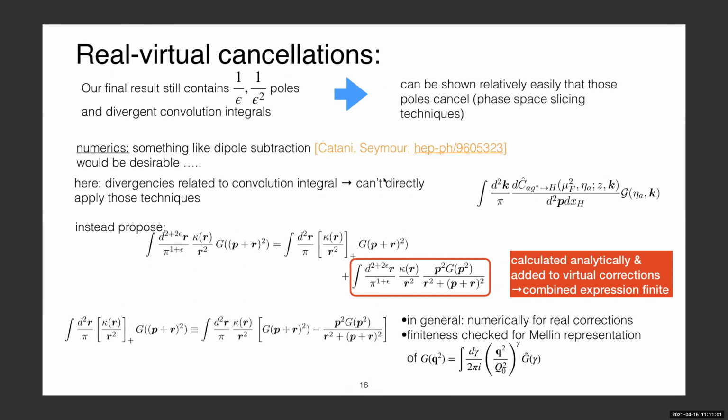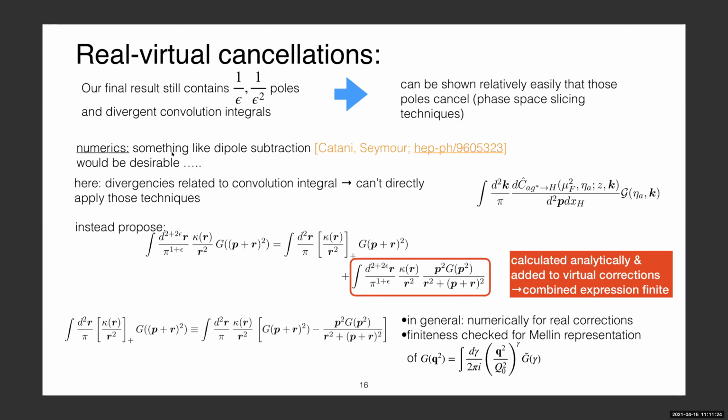Now, a last thing before I finish. Our result now is unfinished. In general, our result still has one over epsilon squared poles, which correspond to soft and collinear singularities. It can be shown that these singularities cancel relatively easily between real and virtual corrections, but still using so-called phase-space slicing methods. Nevertheless, for numerics, there is something which is not so nice.